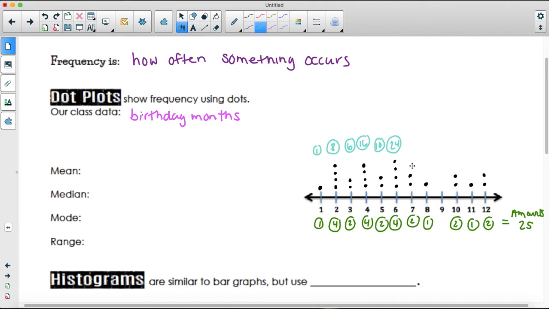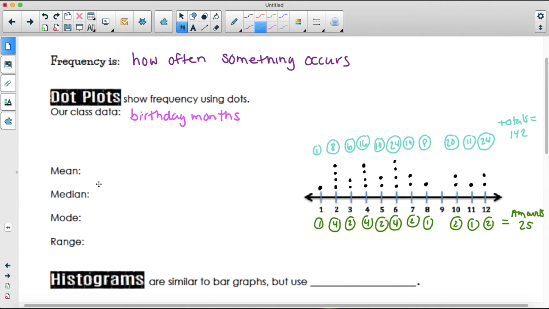We have 7 and 7, so that's a total of 14. We have 8 1 time, so that's a total of 8. We have 10 2 times, so that's a total of 20. We have 11 1 time, so that's a total of 11. And we have 12 2 times, which is a total of 24. So if we were to add all of these up, the totals would equal 142.